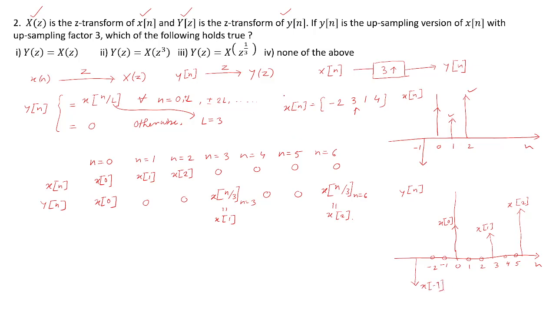So if I try to denote yn in this way, it would be something like: -2, 0, 0, 3, 0, 0, 1, 0, 0, 4. Now we can see that between any two samples of xn, there is an introduction of a pair of zeros. In the generalized case, it is L minus 1 zeros.